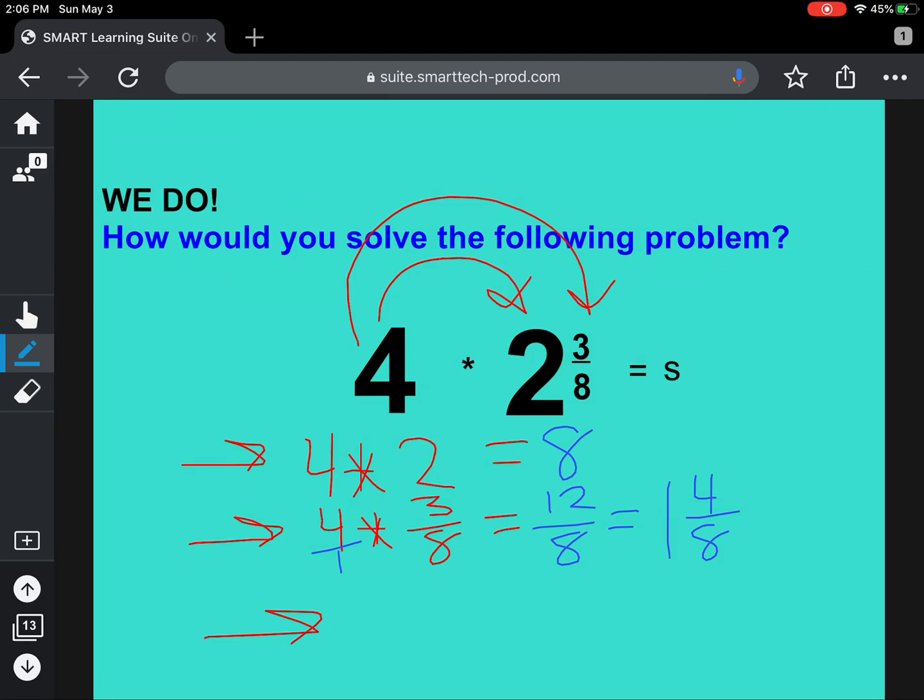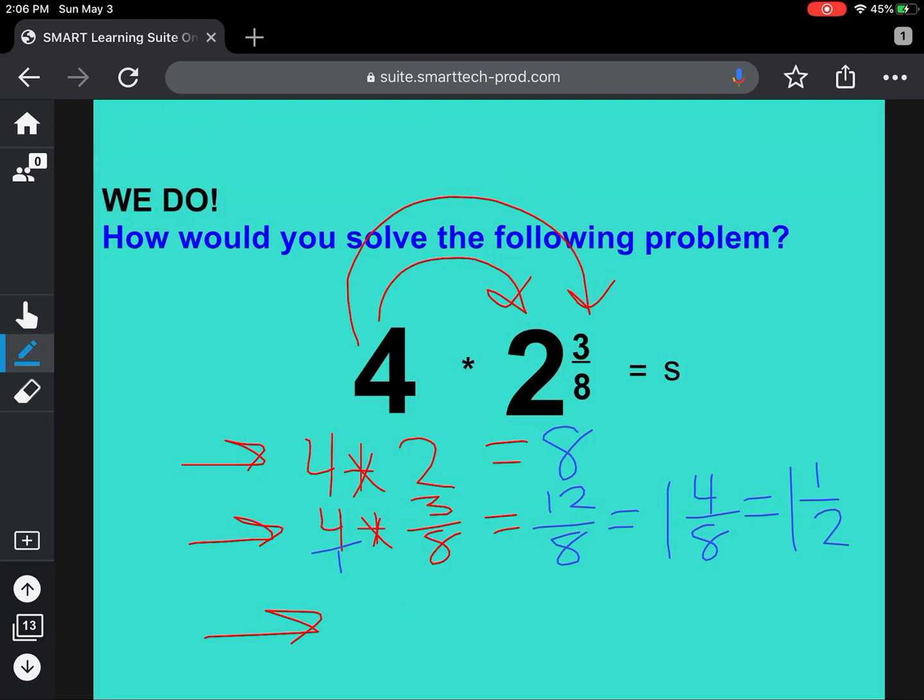And remember, 4/8 is the same as a half, so 1 and 4/8 is the same or equivalent to 1 and 1/2. Because remember, 4 is half of 8. So 1/2 would be 4/8 shown in its simplest form or in lowest terms.